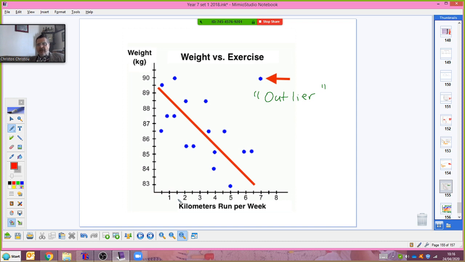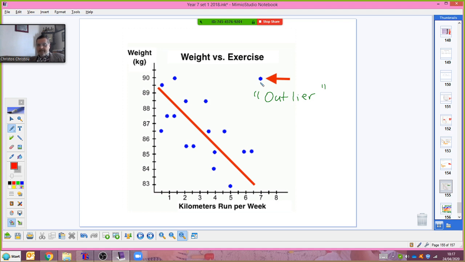Because if you're carrying a lot of weight, or if you only run maybe 1 kilometer a week, then you're going to put on weight and be a big guy. If you're going to run lots of kilometers a week, you're going to shed your pounds and be lighter in weight. But as you can see, the results are really spread out and not everyone fits that pattern. Do you notice this arrow pointing to that result there?